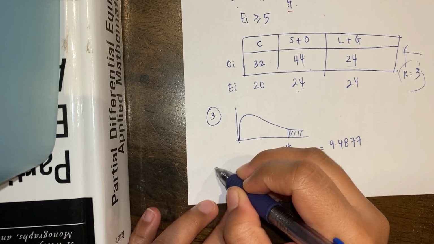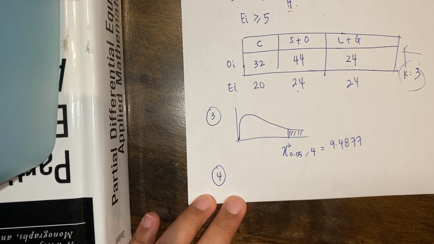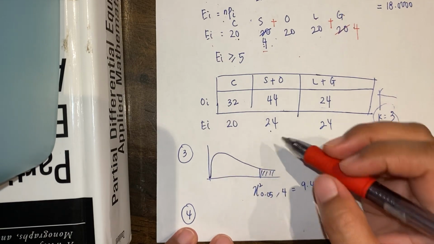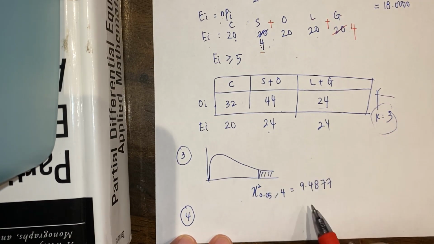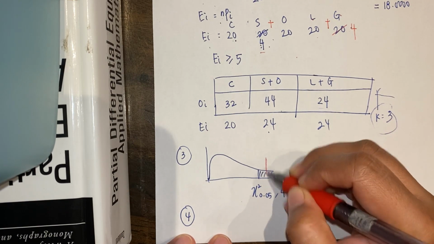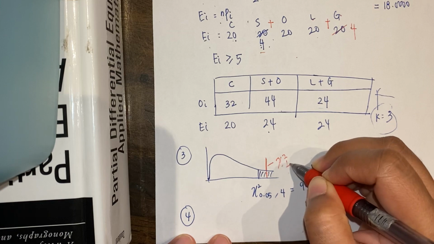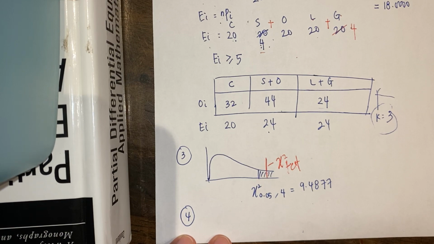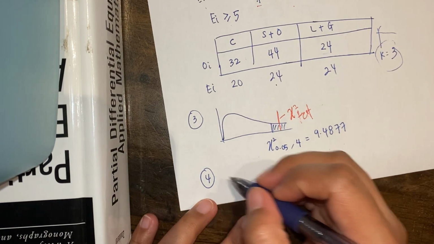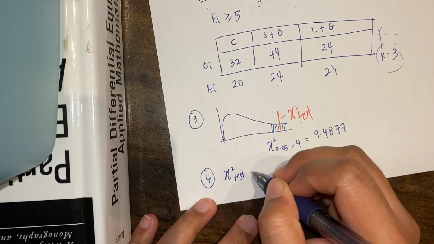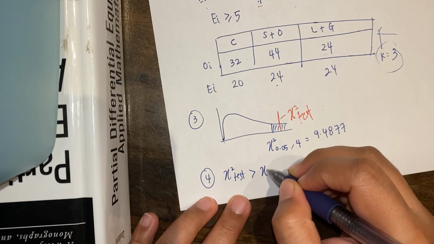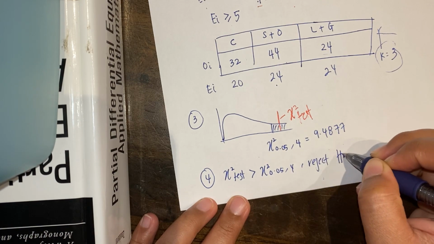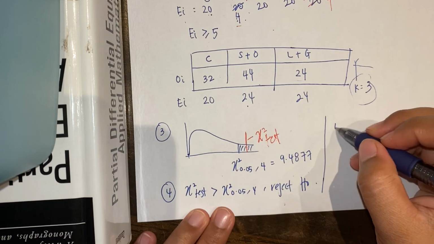Step 4, decision. Your chi-square test statistic equals 18. If we plot it in this figure, 18 is bigger than 9.4877, so it should be somewhere here. So your chi-square test is in the rejection region, then reject null. Chi-square test greater than the critical value, so reject null.